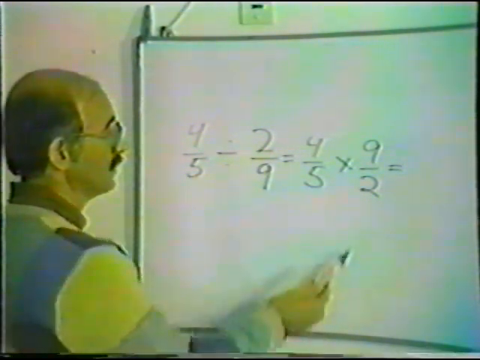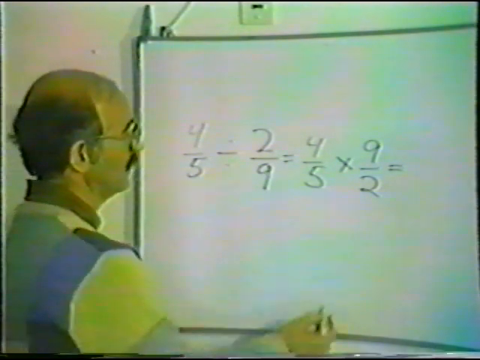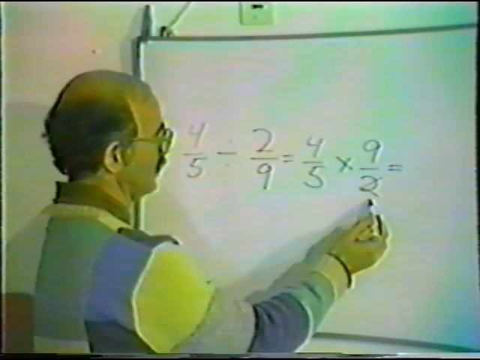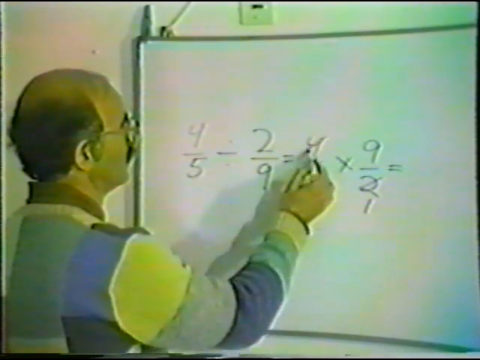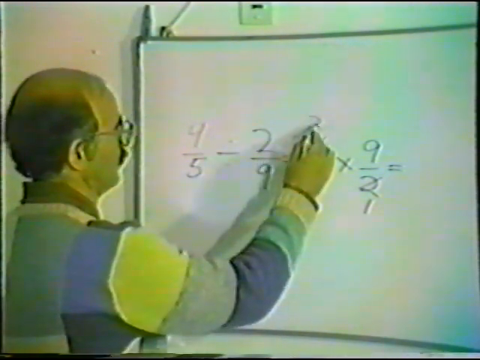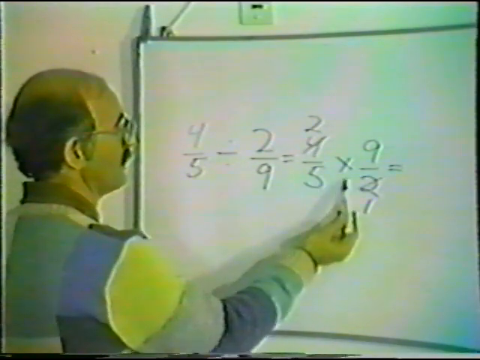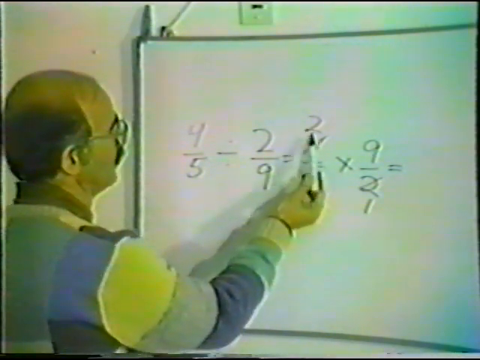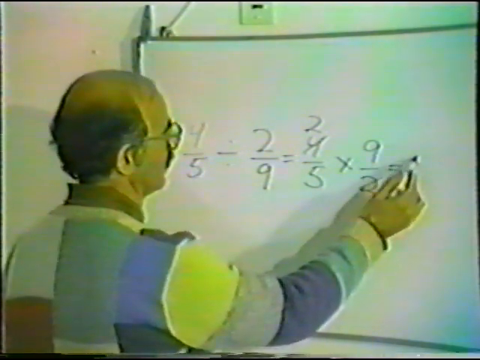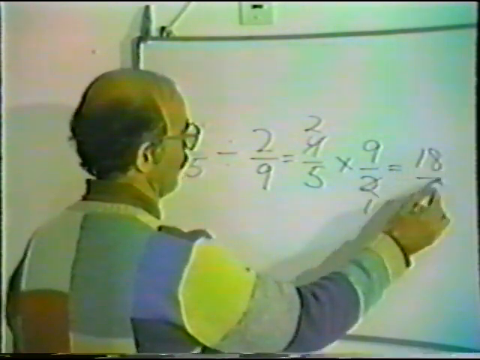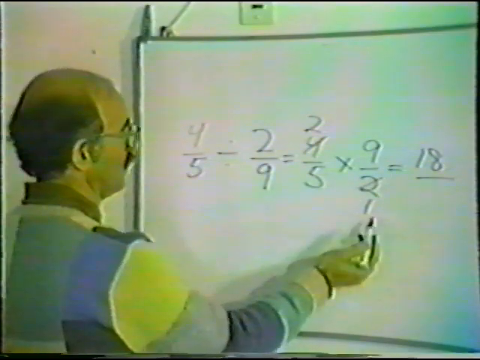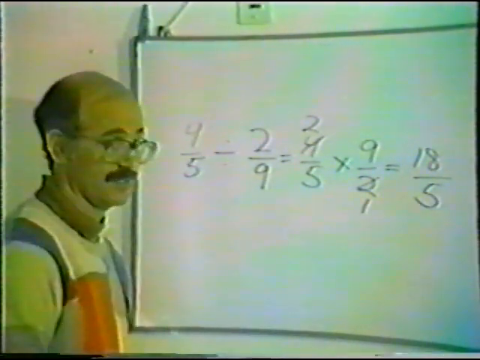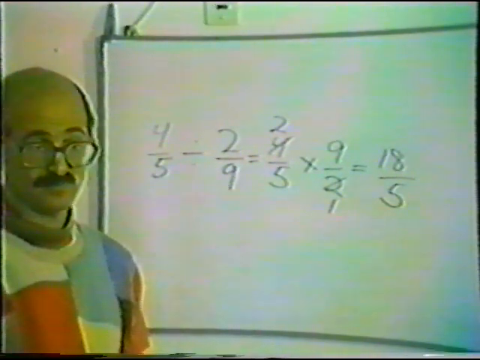Can I cancel the 2 and the 4? Yes. Hit them with what? 2. 2 into 2 is? 1. 2 into 4 is? 2. Can I cancel the 5 and the 9? No, I cannot. 2 times 9 is? 18. 5 times 1 is? 5. 18/5. Is it finished? No.